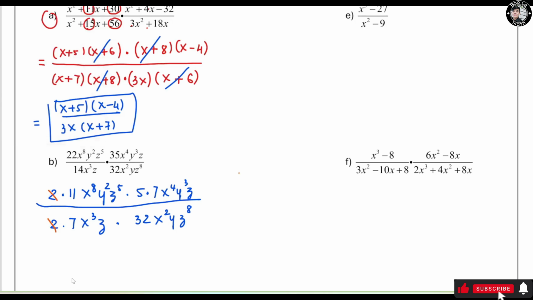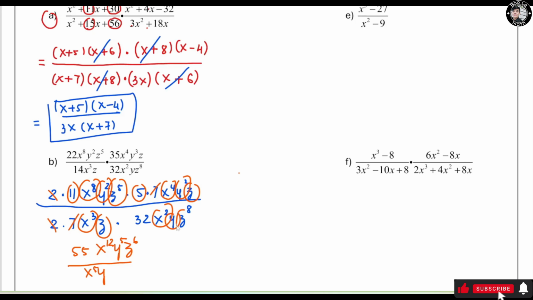Now 2 and 2 cancel out, right? 7 and 7 right here cancel out, right? So the top is 5 times 11, which is 55. Now x to the 8 and x to the 4 is going to be x to the 12, right? Y squared and y cubed is going to be y to the 5th. Z to the 5th and z is going to be z to the 6th, divided by x cubed and x squared, which is x to the 5th, right? And you have y right here. And z to the 8 is going to be z to the 9, right?